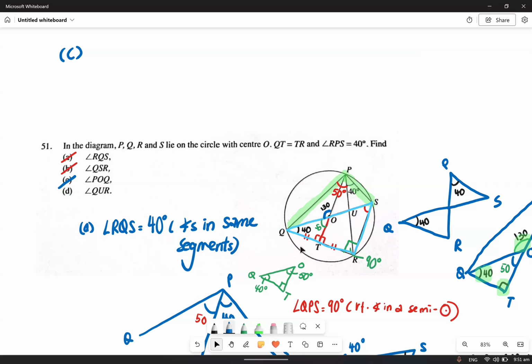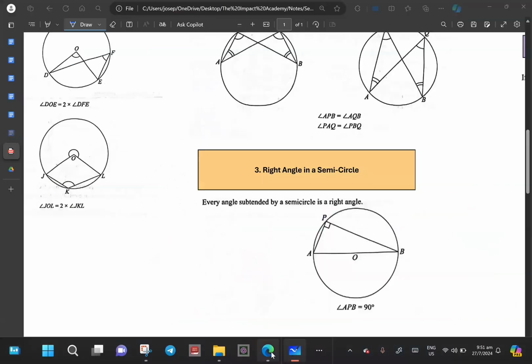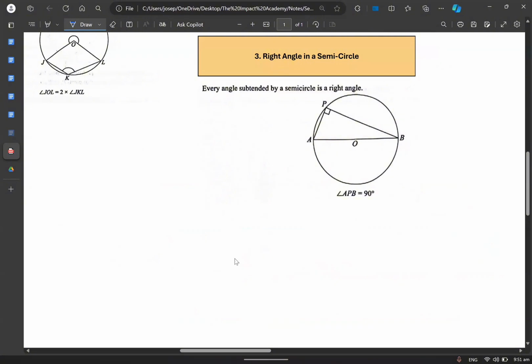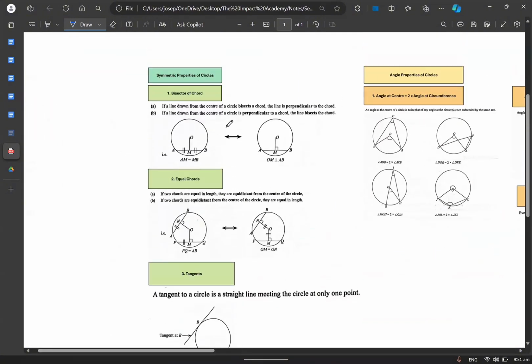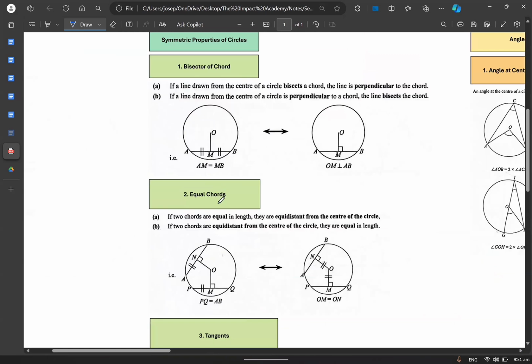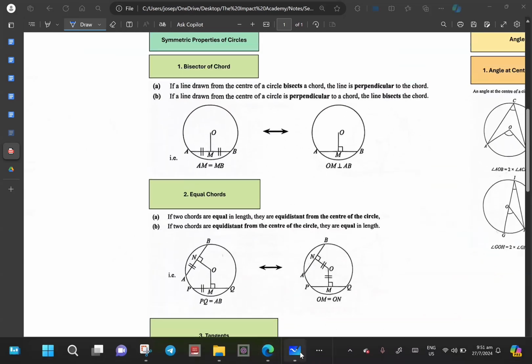For C, the first thing we want to do is to find QTO. Understand? I never say, Lawrence, I never say that you're a QT. But QTO, okay? So QTO is basically, again, like I said, 90 degrees. What is the reasoning for this? What is the reasoning for this? We call this, let me just show it to you. If you can find faster than me, I give you 1 point. We call this what? Bisector of chord.